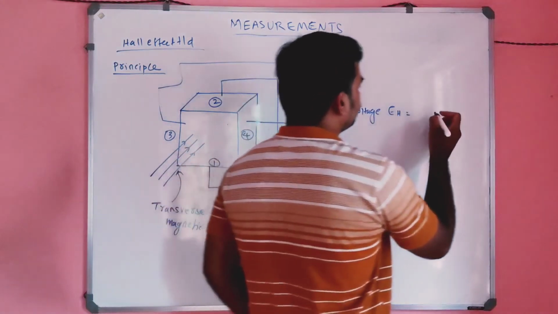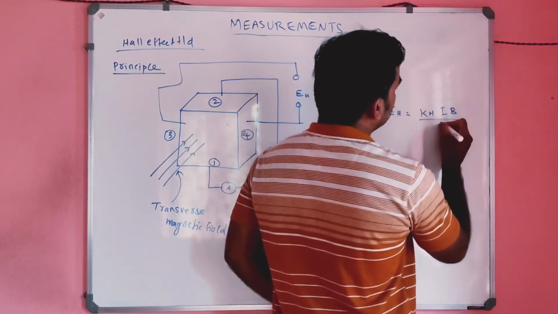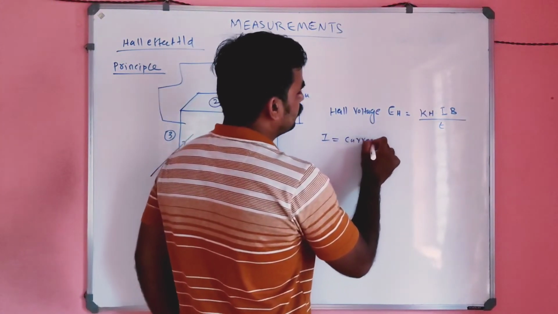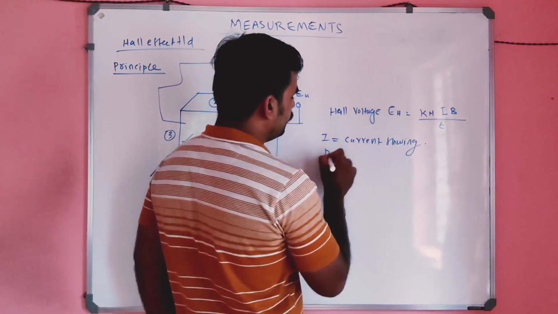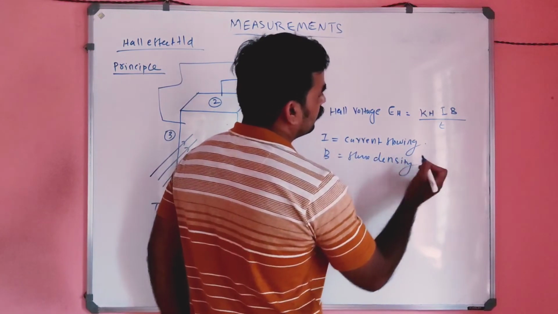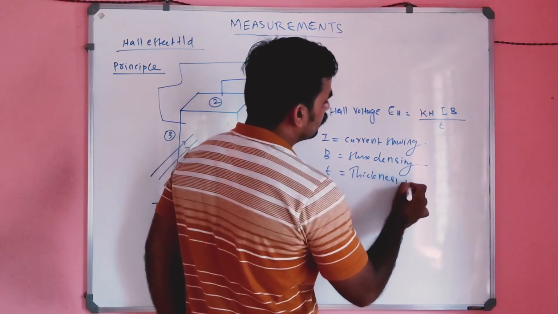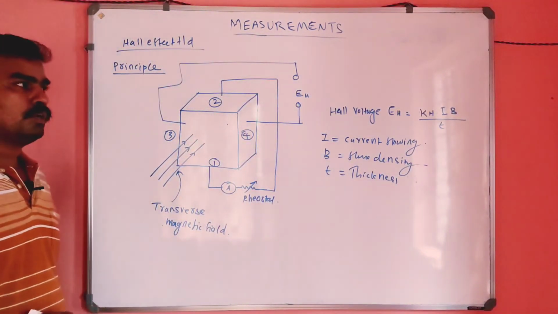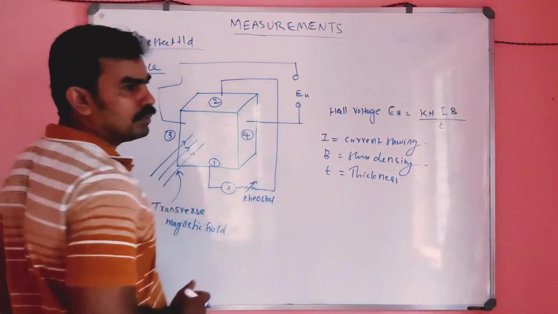EH is equal to the Hall coefficient KH into I into B divided by T, where I is the current flowing, B is the flux density, and T is the thickness. So if you supply these parameters, you will get an EH here.